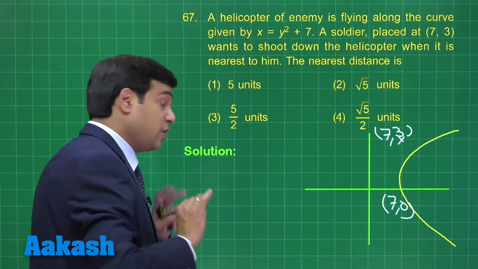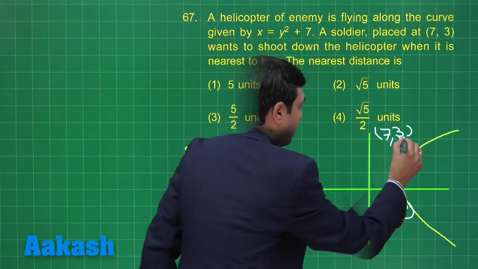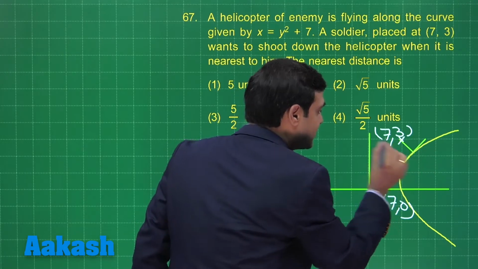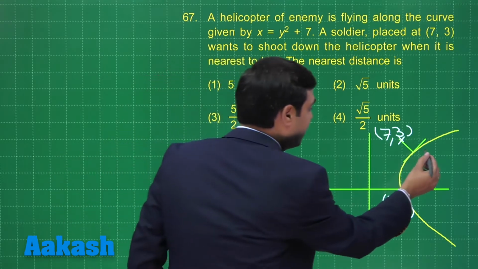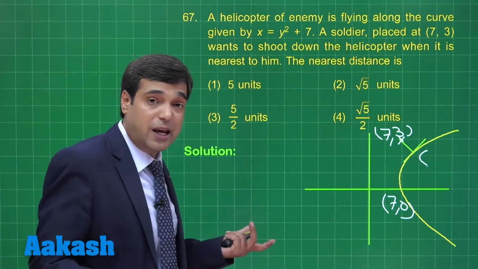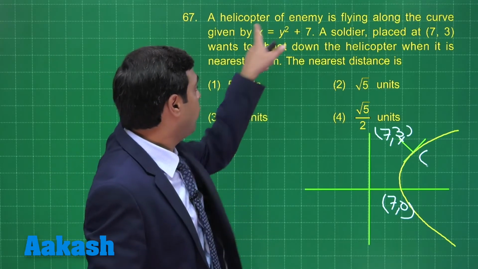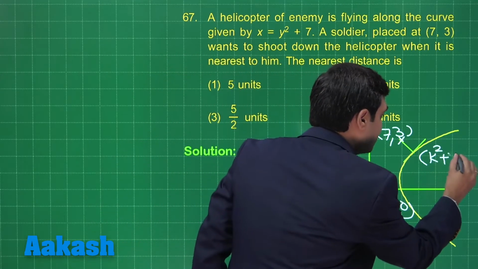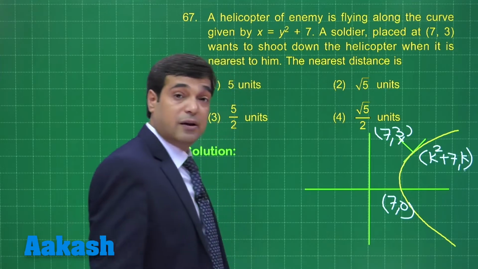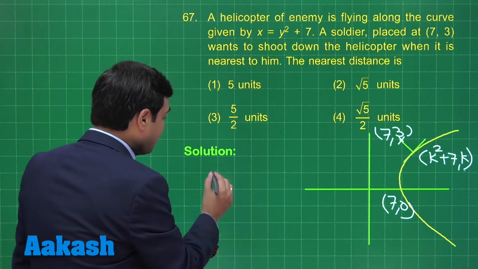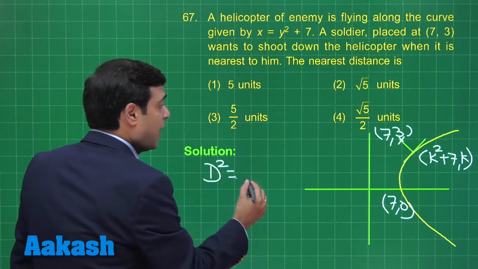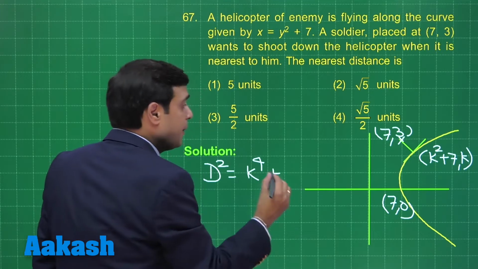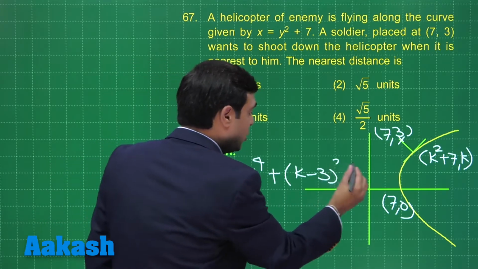Now the question says you want to shoot it when it is at the nearest distance, meaning you are talking about the shortest distance, which will be perpendicular like this, correct? Let's consider a point here as (h, k). It is lying on this curve, so h = k² + 7. So this point is (k² + 7, k). Now for the shortest distance, let d be the distance. Squaring both sides, d² = (k² + 7 − 7)² + (k − 3)², that is k⁴ + (k − 3)².